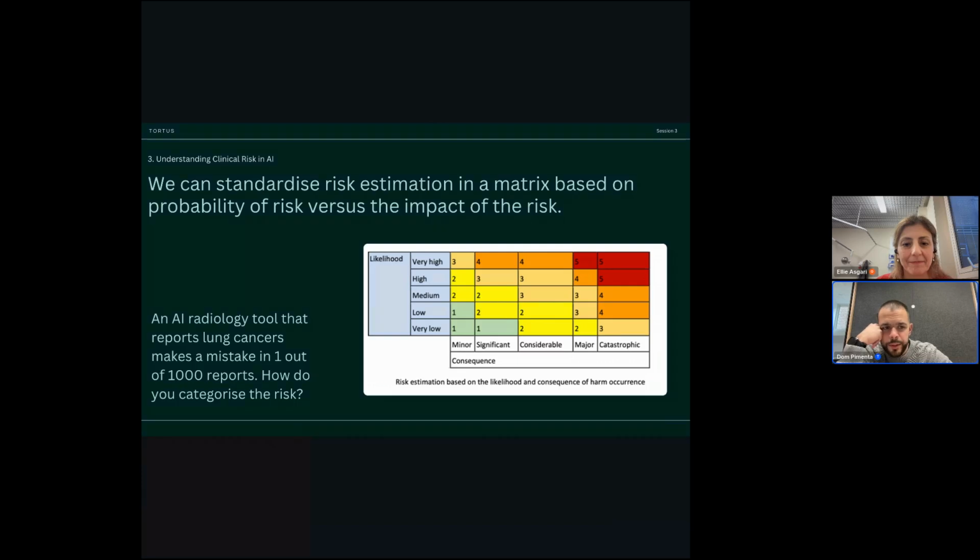Yeah, so interesting. How would people categorize that? So a radiology tool misses a lung cancer on some sort of scan. How would we think about that in terms of impact? Is that minor, significant, considerable, major, catastrophic? Could do with a poll really, but you could put your answers in. If you put your number in.